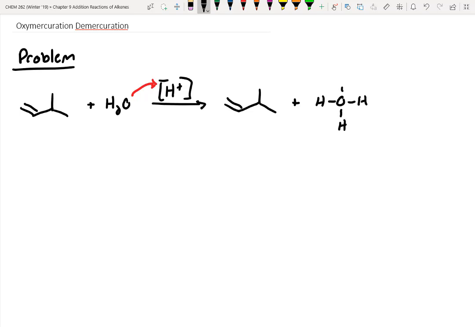Now we've got our hydronium ion. Second step, this alkene is going to reach over, grab the proton from our acid. We know we want to form our more substituted carbocation, so it'll favor the secondary carbocation over the primary.